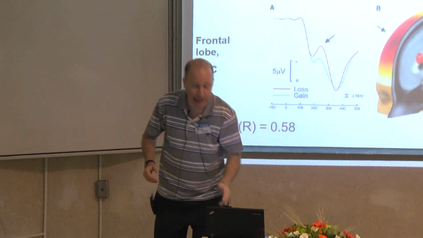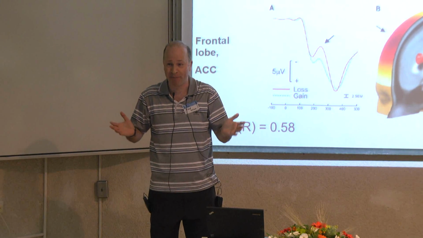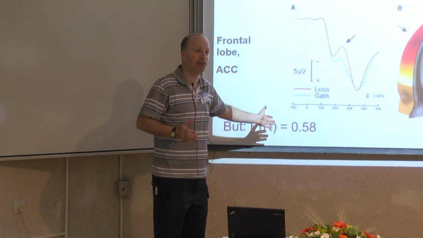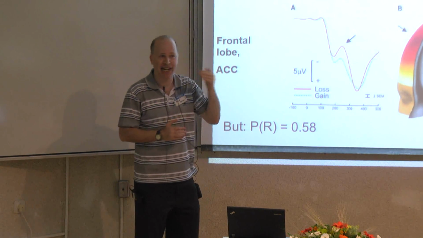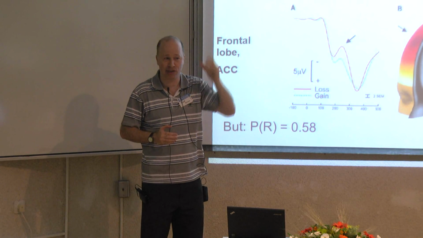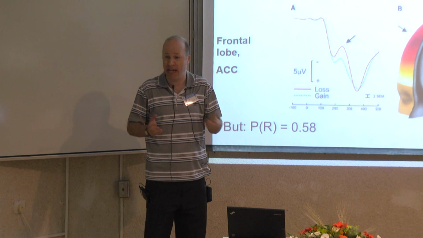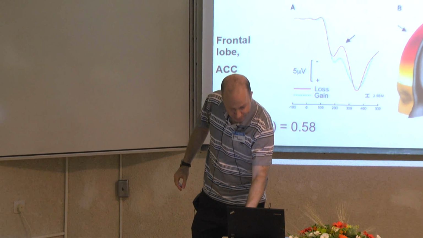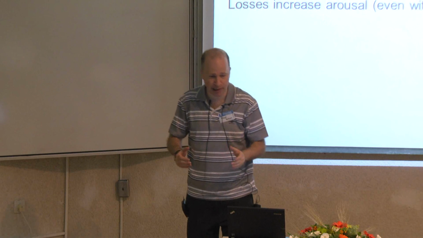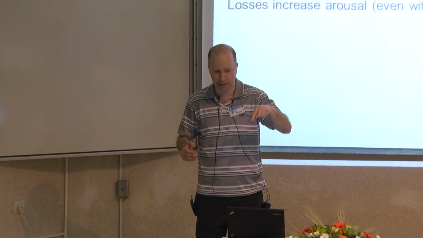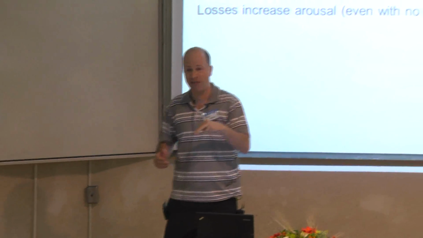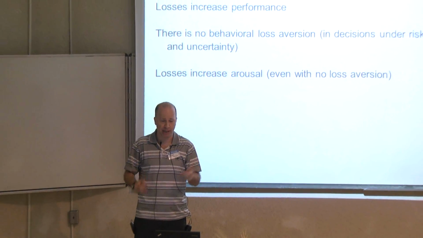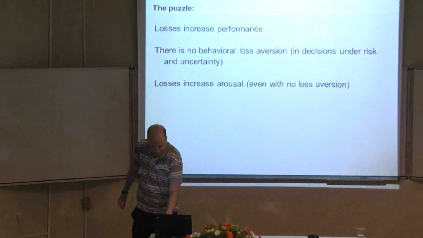Even in this experiment, participants didn't avoid losses. They picked the risky alternative with the higher losses 58% of the time. So the brain behaved as if it's activated more after losses, but in their behavior, they didn't behave as if large losses were something they had to run away from. So we have this puzzle where, on the one hand, losses increase activation. On the other hand, there is no behavioral loss aversion in decisions under risk and uncertainty, and losses increase arousal even with no loss aversion.